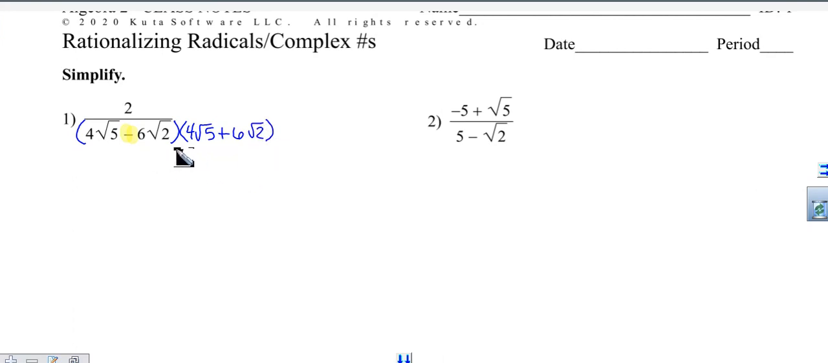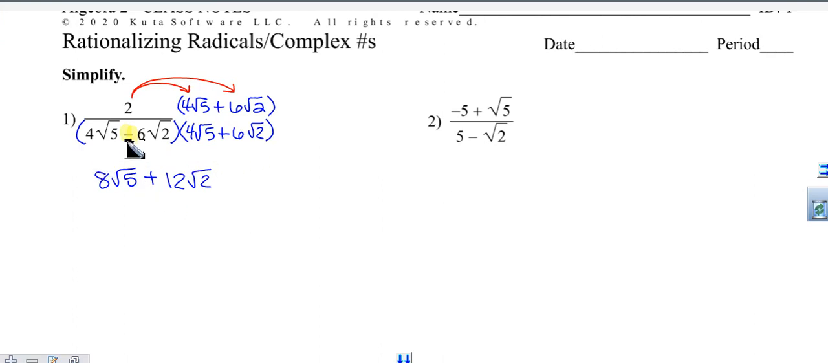Now, just like last week, whatever we multiply the denominator by, we're going to multiply the numerator by exactly the same thing. In this problem, there's only one number in the numerator. So I'm going to take this one number and distribute it to both of the terms inside the parentheses. When I do that, you do need to remember that since 2 is an outside number, it's not underneath a radical, it can only multiply times the outside numbers in each of these terms. So my answer is 8 square root of 5 plus 12 square root of 2.